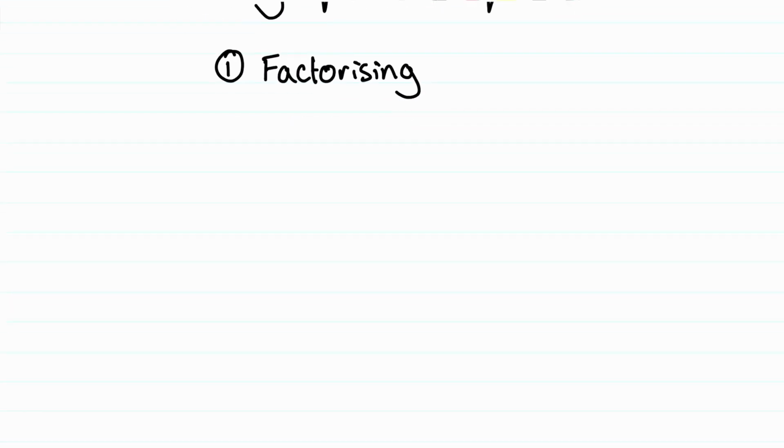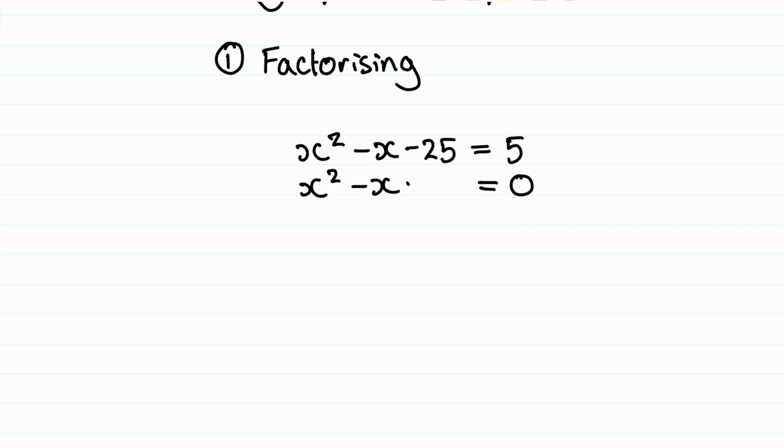So an example of this would be perhaps something like x squared minus x minus 25 is equal to 5. How would we go about solving this for x? Well, first of all, we'd want to rearrange it so we get it in the form of a quadratic equaling 0. So we could take 5 from both sides to give us x squared minus x minus 30 is equal to 0.